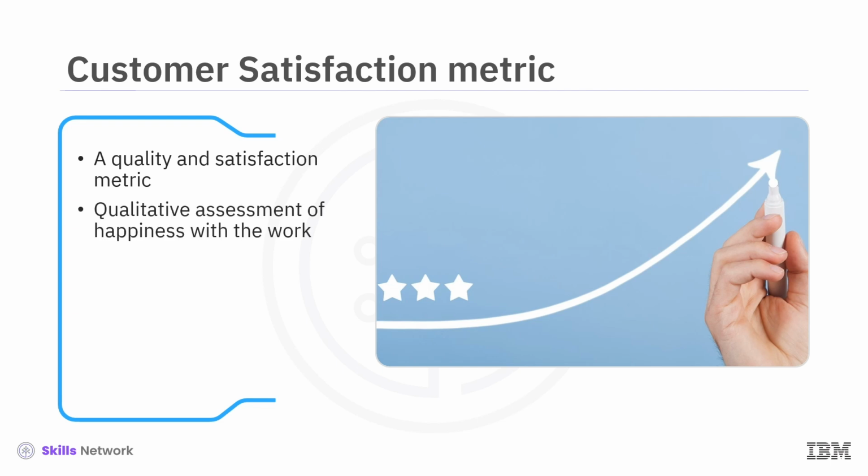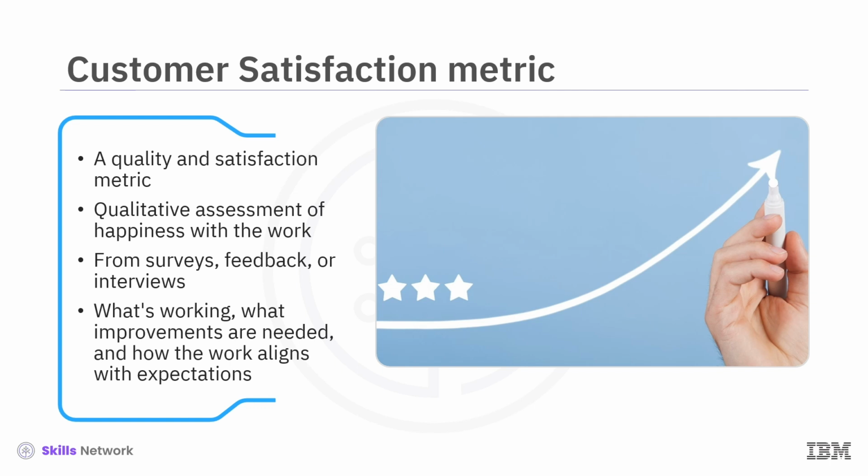An important quality and satisfaction metric is the customer satisfaction metric. It is a qualitative assessment of how happy customers are with the Scrum team's work. Product owners can assess this by conducting regular surveys, feedback sessions, or interviews to gather insights into customer sentiment. Tracking customer satisfaction helps product owners understand what's working well, where improvements are needed, and how the team's work aligns with customer expectations.